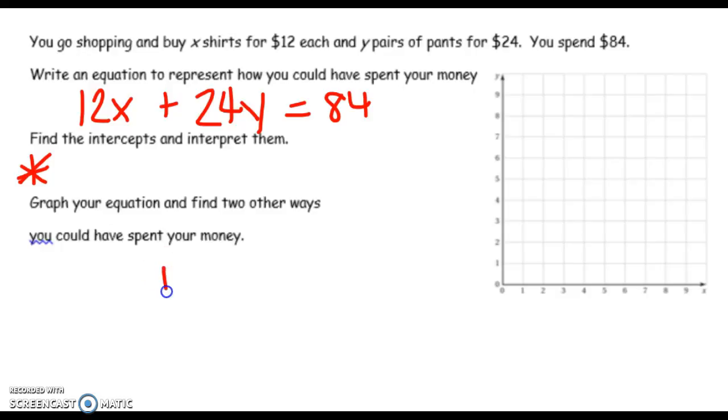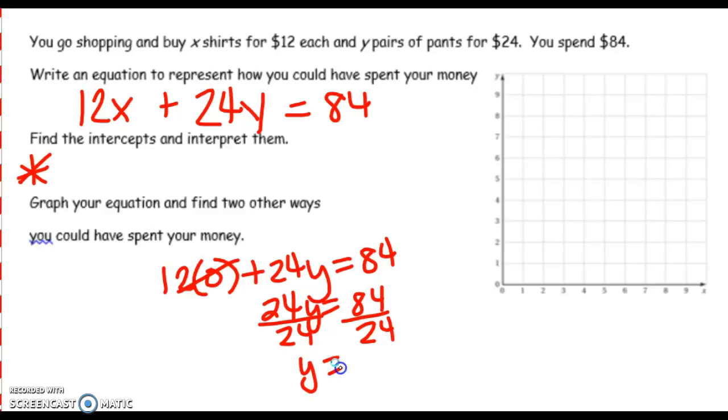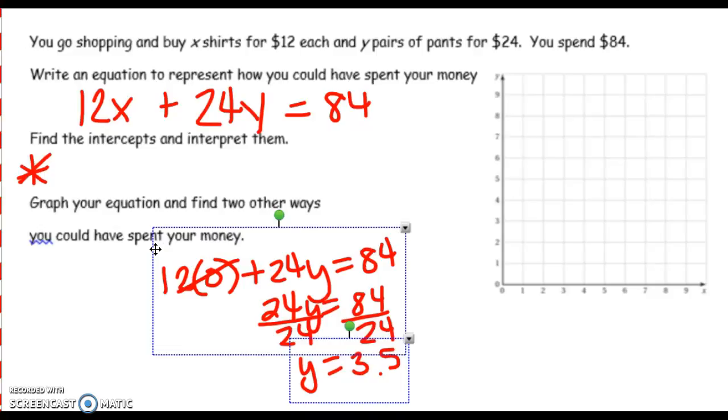So I'm going to plug in 0 for x, and I'm going to get 24y equals 84. So 12 times 0 gives me 0, so that's going to cancel out. Now I've got 24y equals 84. So I need to divide both sides by 24. And if I use my calculator, it's going to tell me that y equals 3.5. From here, I'm going to go ahead and shrink that down.